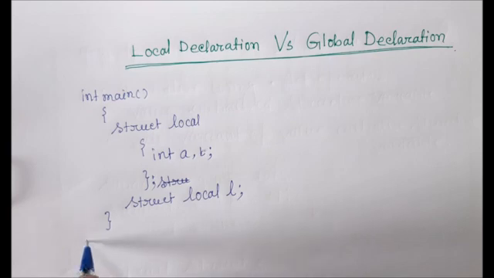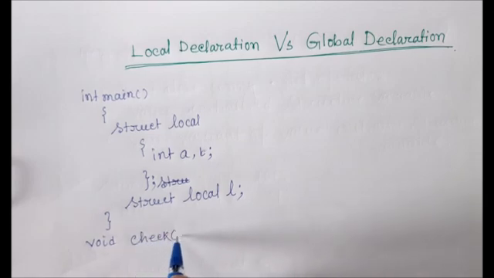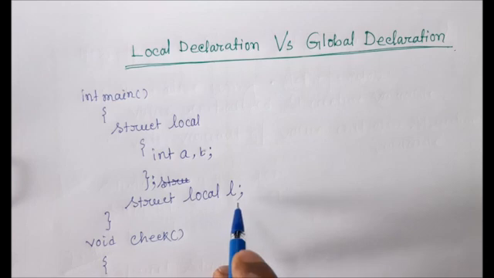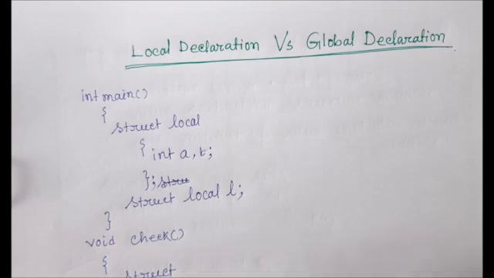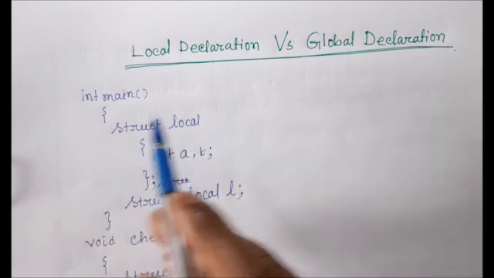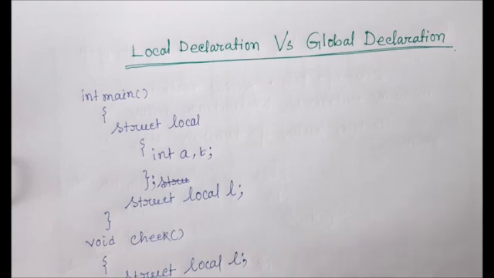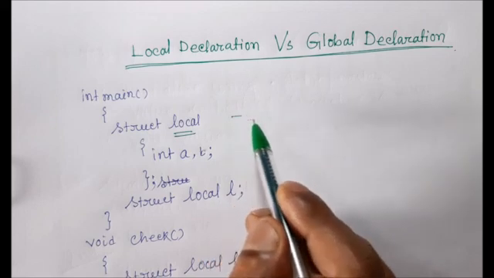Then I have taken another function called, for example, check. Name of the function is check. Within this function I want to access this variable. I want to declare the structure variable, for example, struct local L. So, in this example I have taken a structure, name of the structure is called local. So, this is the name of the structure and the structure is defined within a function.